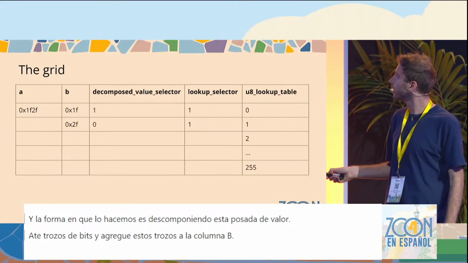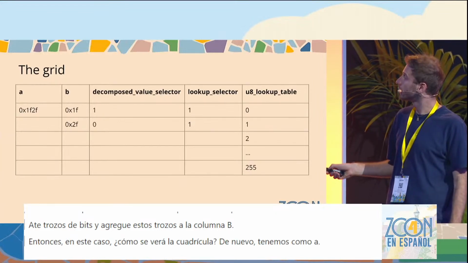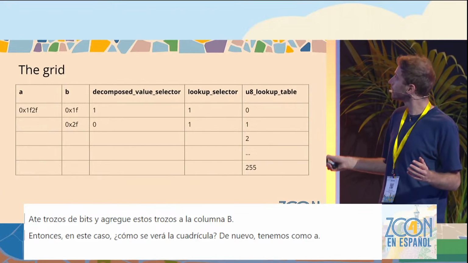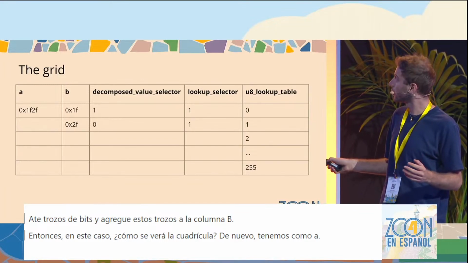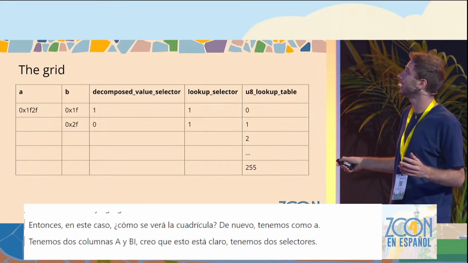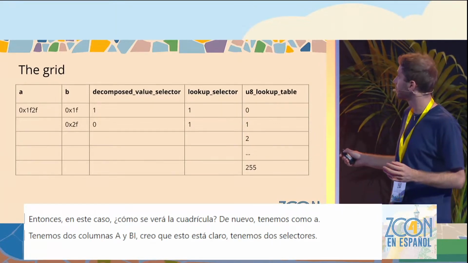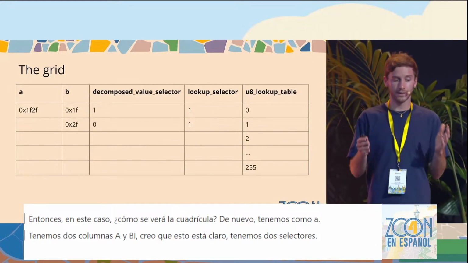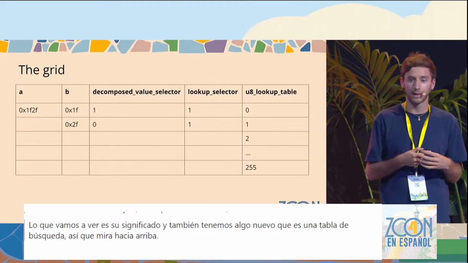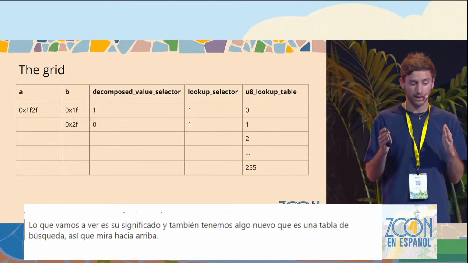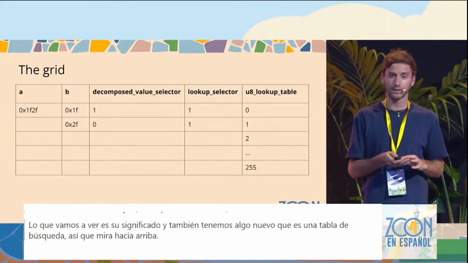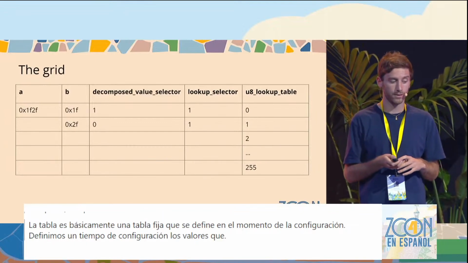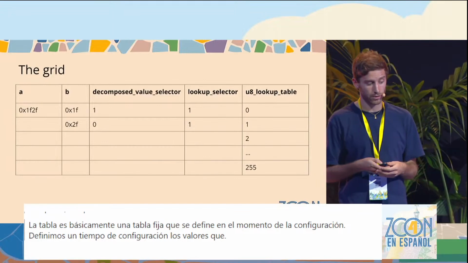So in this case, how will the grid look like? Again, we have two columns, A and B. I think this is clear. We have two selectors whose meaning we're going to go through. And we also have a new thing that is a lookup table. A lookup table is basically a fixed table that is defined at setup time. We define at setup time the values that are inside this lookup table, and we can later perform lookup checks. We're going to see now how they work.